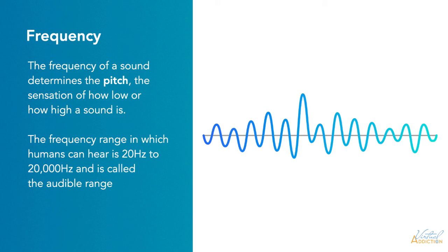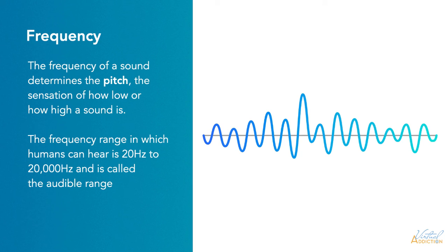Frequency is the measure of complete wavelength cycles in seconds. We call this CPS, or cycles per second. The name of this unit of measure is more commonly called hertz, which is named after a scientist who discovered frequency. It's a measure of time. The frequency of a sound determines the pitch and the sensation of how high or low a sound is. Lower frequency sound waves have longer wavelengths and lower pitch. Higher frequency sound waves have shorter wavelengths and higher pitch.